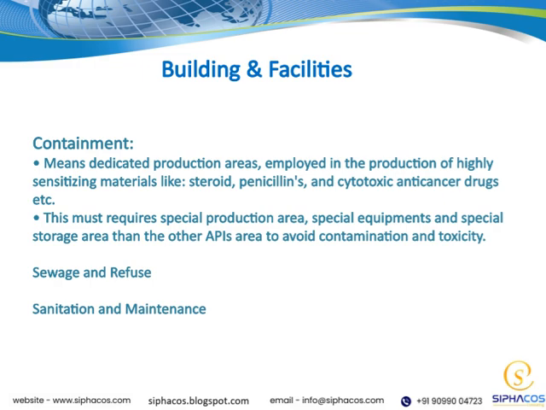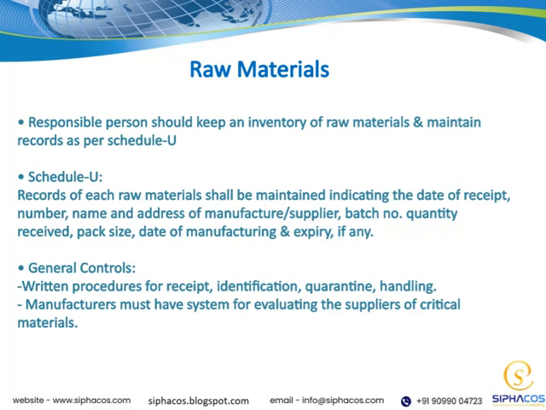All of these elements together play a vital role in maintaining a high standard of quality, safety, and efficiency in pharmaceutical manufacturing. Now, let's talk about the responsibilities of the person in charge regarding raw materials. It's essential that they keep a detailed inventory and maintain records according to Schedule U. This means documenting each raw material received, including key details like the date of receipt, the receipt number, and the name and address of the manufacturer or supplier.